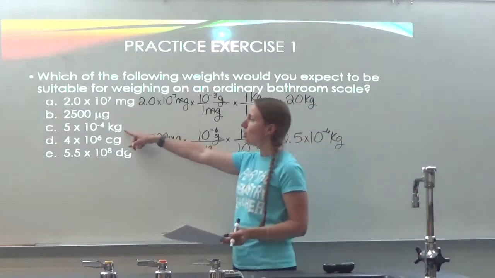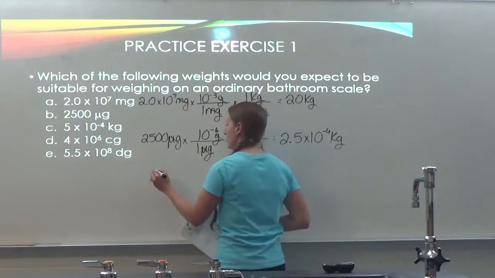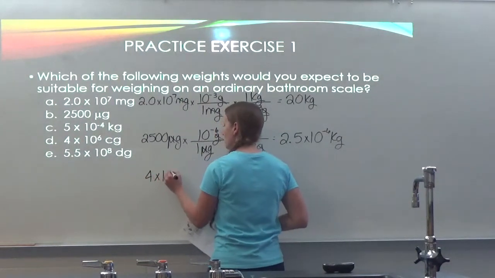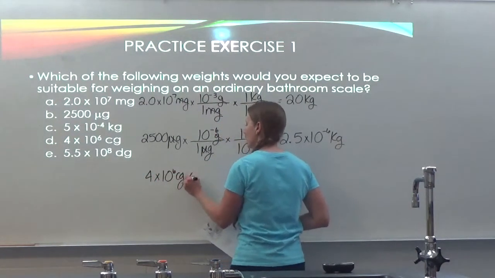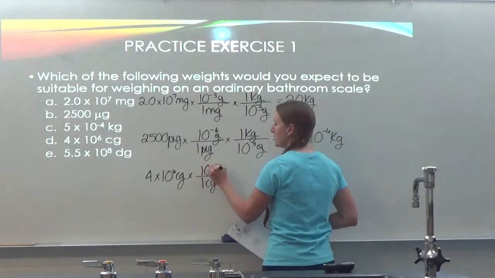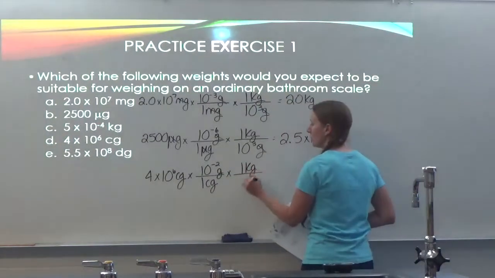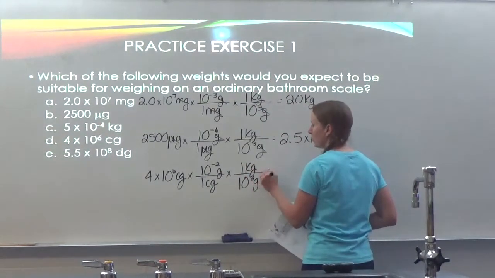Part C is already in kilograms for me, so let me move on to part D. Part D is 4 times 10 to the 6 centigrams. So 1 centigram is 10 to the negative 2 grams, and of course, 1 kilogram is 10 to the 3 grams.